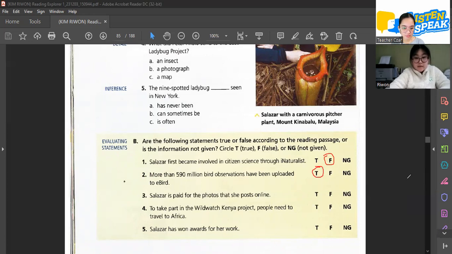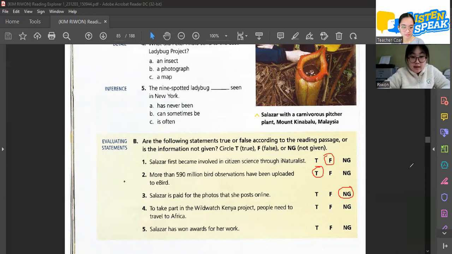Now, how about 3? Salazar is paid for the photos that she posts online. Paid? Not given? Okay, it's not given. Because I think if you were going to post online, you are not paid, because it is you who is curious about something. Yeah.